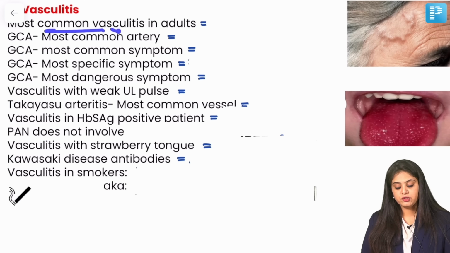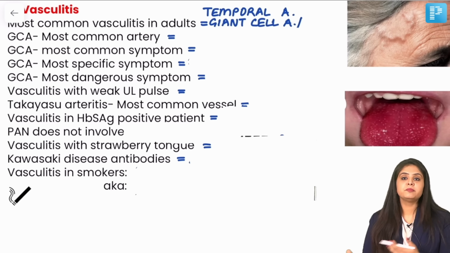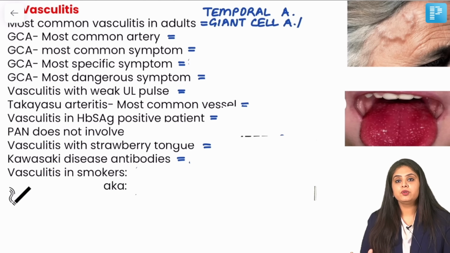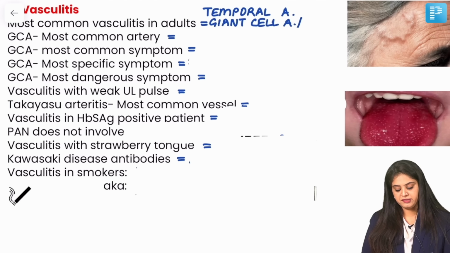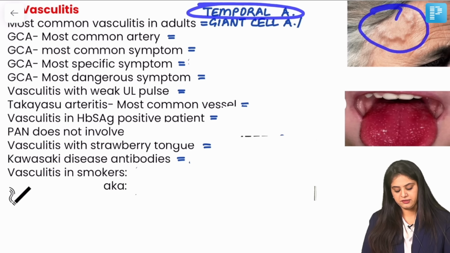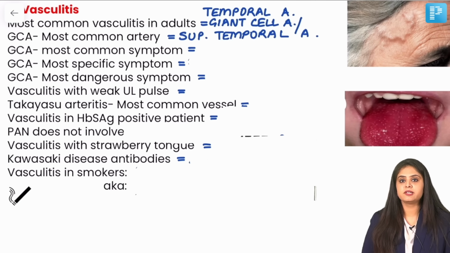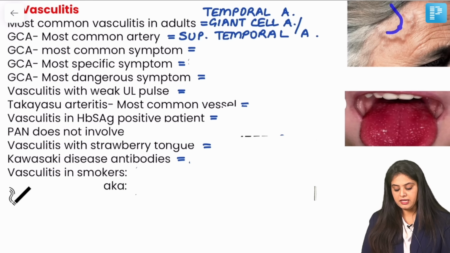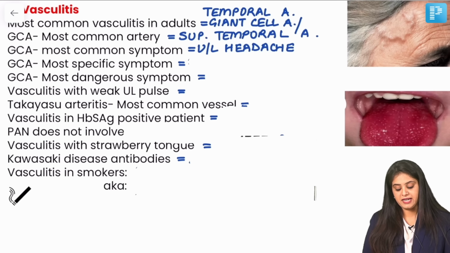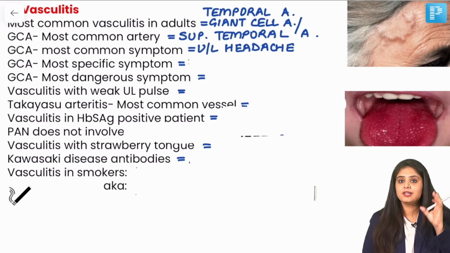So if I ask you which is the most common vasculitis in adults, it's the picture that is shown. It is the temporal or the giant cell arteritis. So common sense tells me temporal is the artery that is affected. Most common artery, superficial temporal artery. Then if this is the area affected, then this is the symptom that the patient will show. Most common symptom is a lot of headache in this area, unilateral, localized headache.